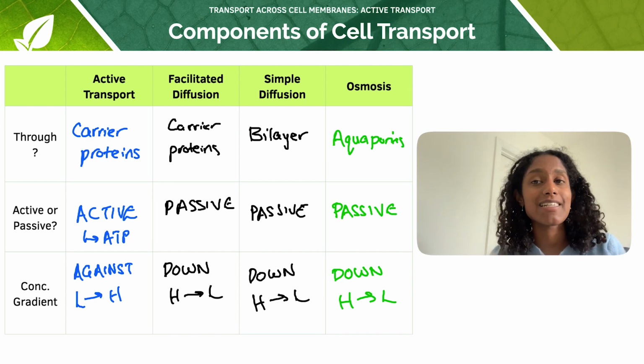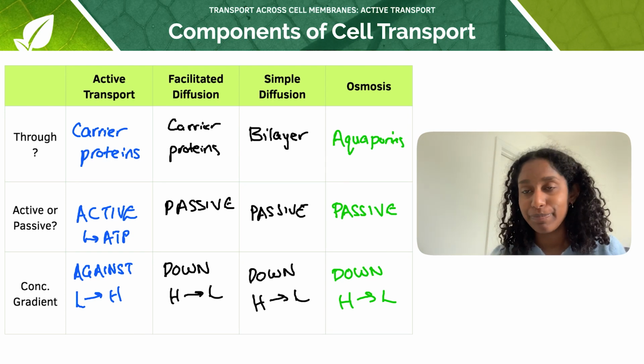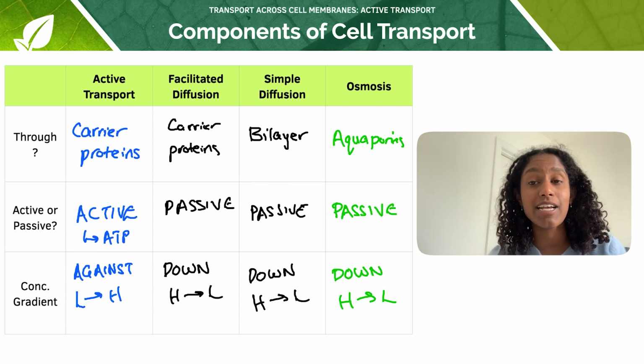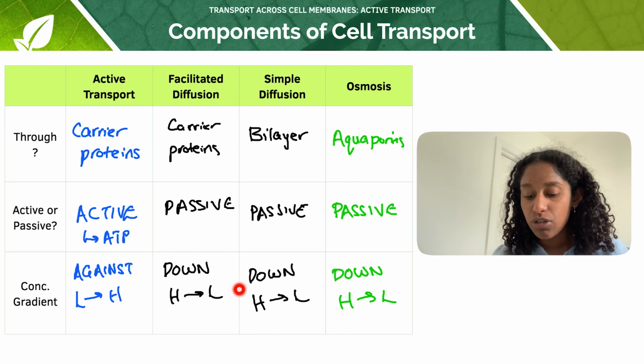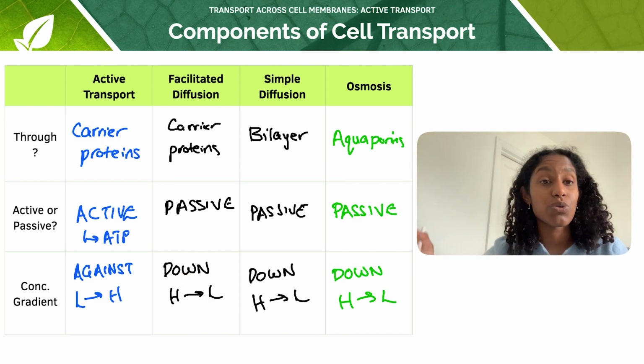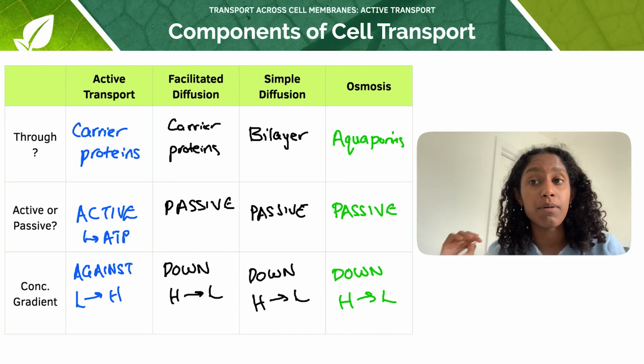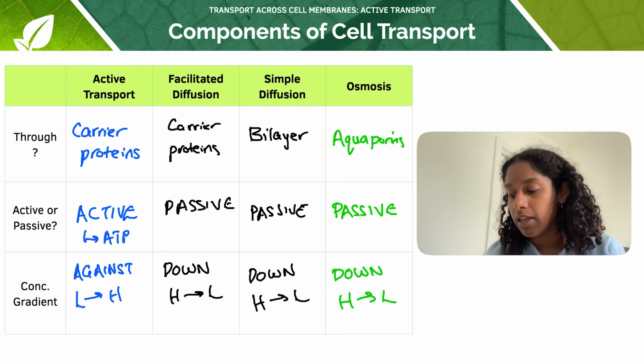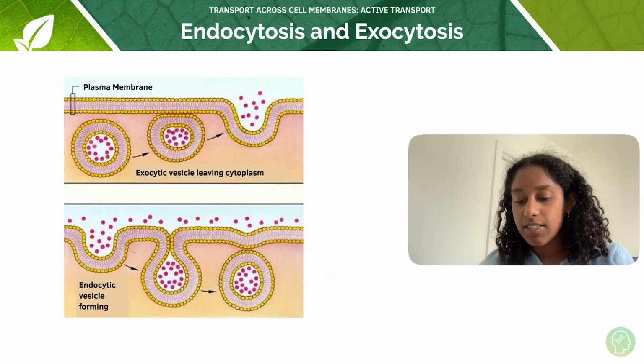And all that means is passive does not require energy. And because we know it's passive, what does that mean in terms of which way it's moving along the concentration gradient? It means it's moving down the concentration gradient, or down the water potential gradient in the case of osmosis. So from a high to a low concentration gradient, or if we're talking about osmosis, remember we always talk about the water potential. Okay, so that's our summary of our 4 different types of transport across cell membranes.